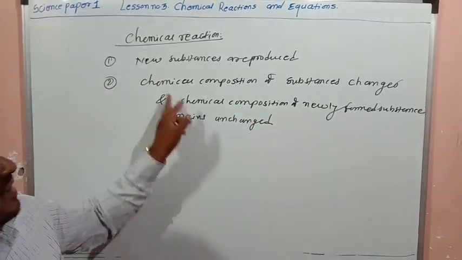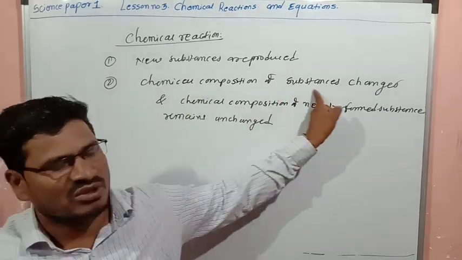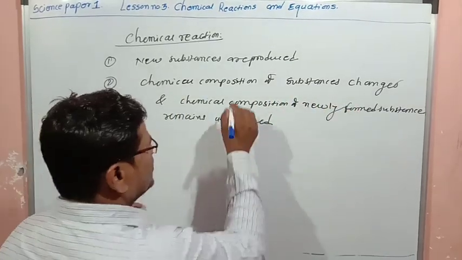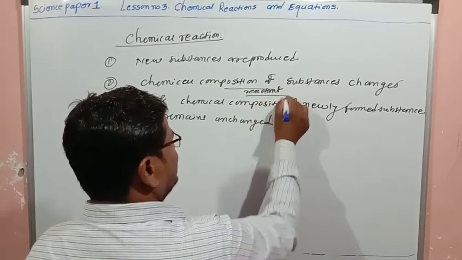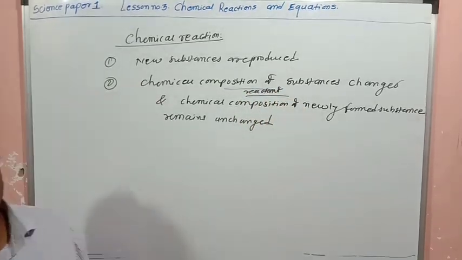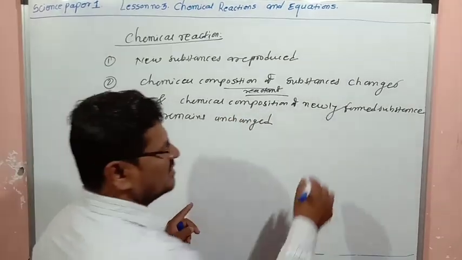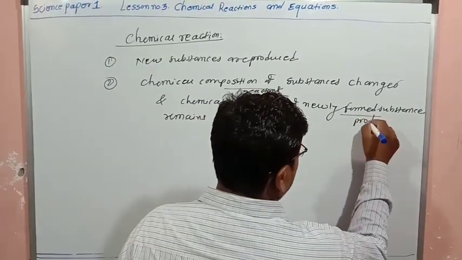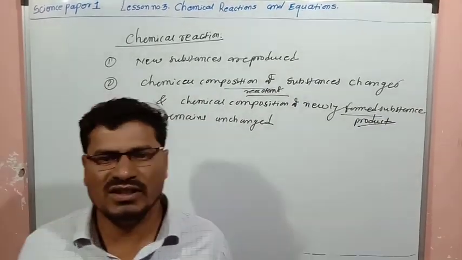That means during the chemical reaction, the chemical composition of the reactant changes. Whose chemical composition changes? Reactants. And whose chemical composition will remain the same? The chemical composition of newly formed substances, that is products. It will not change. Products remain the same. Another thing is there.